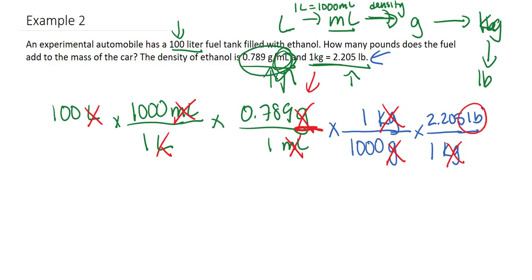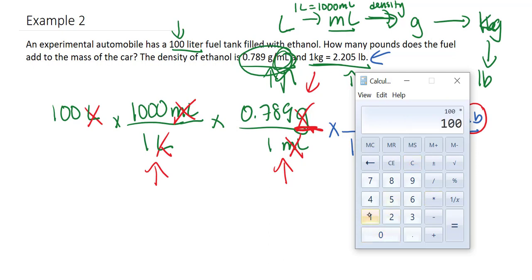So we just went from a 100-liter fuel tank, used density, but we had to use a conversion from liters to milliliters, and then we had to use grams to kilograms conversion, and then we had to use our metric to US customary conversion factor to get to pounds. So now all we have to do is just pull up a calculator.